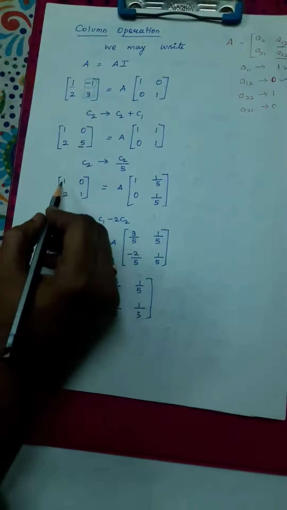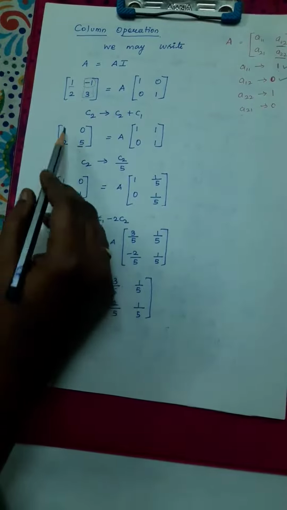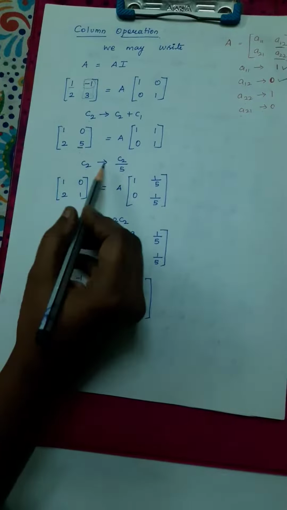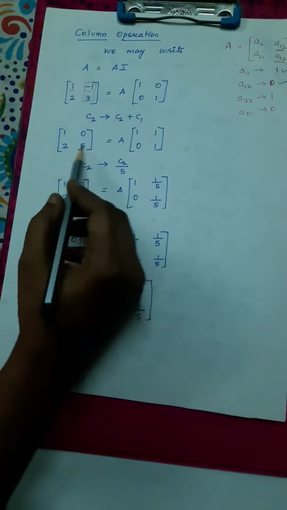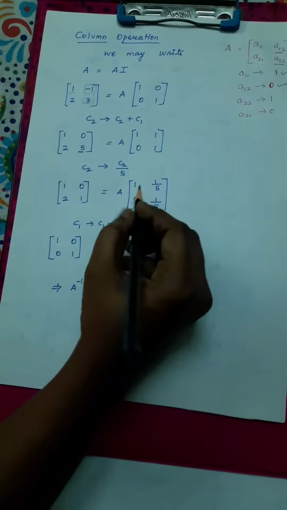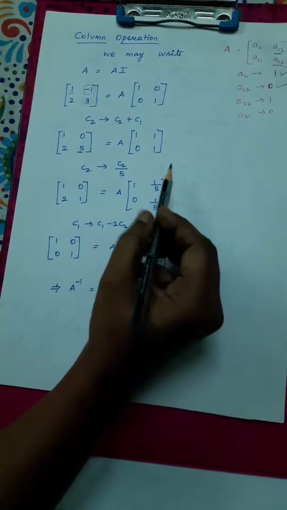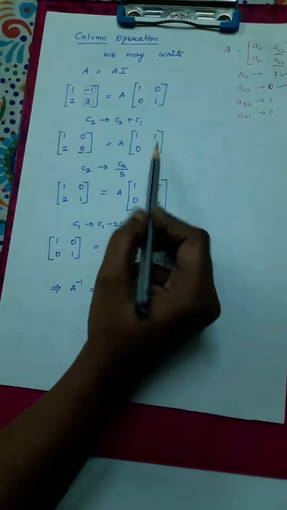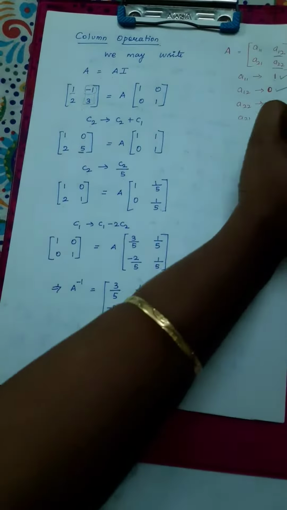Now write column 1 as it is, since we are not going to disturb column 1. So 1, 2. Column 2 implies column 2 by 5. So 0 by any number is 0, as we know. Then 5 divided by 5 is 1. Now come to RHS. Write column 1 as it is, 1, 0. Then take column 2. We are going to divide the elements by 5. So 1 by 5, 1 by 5. Now the third step is over.